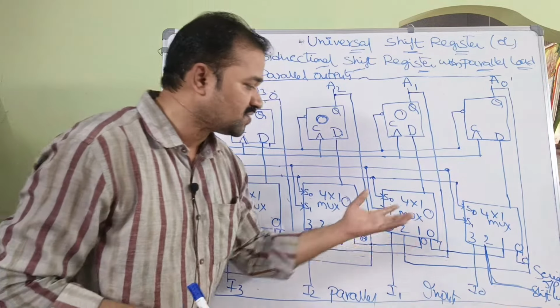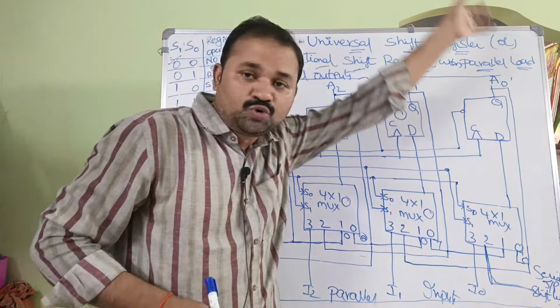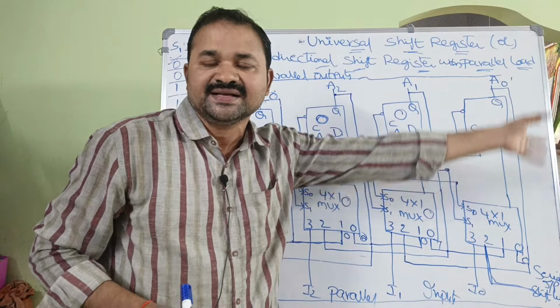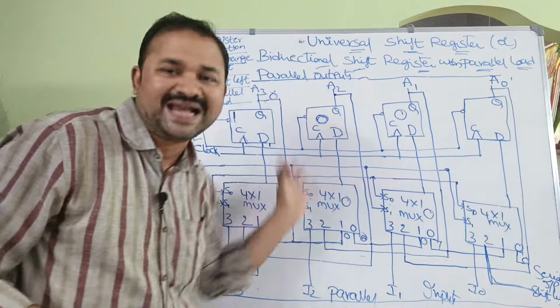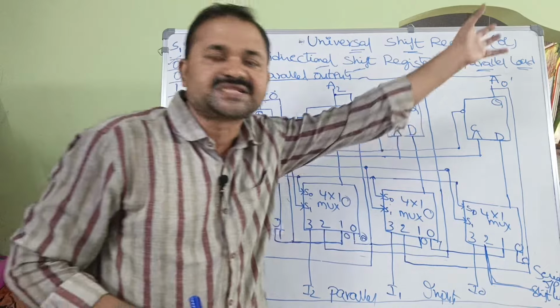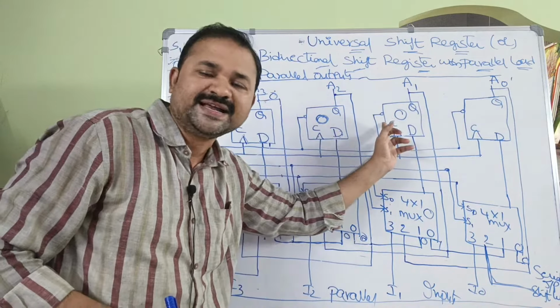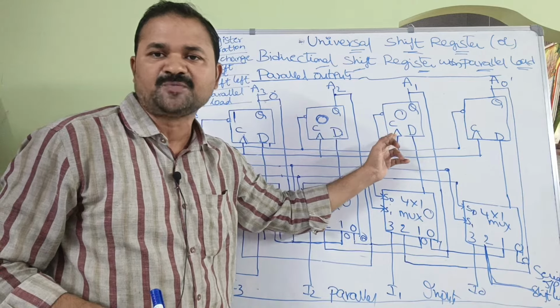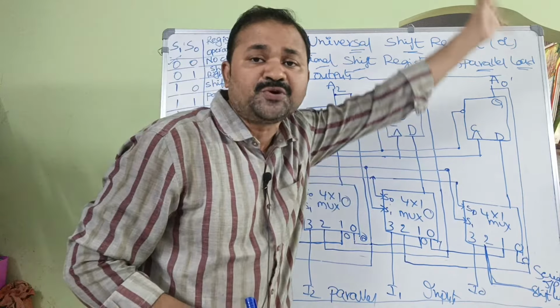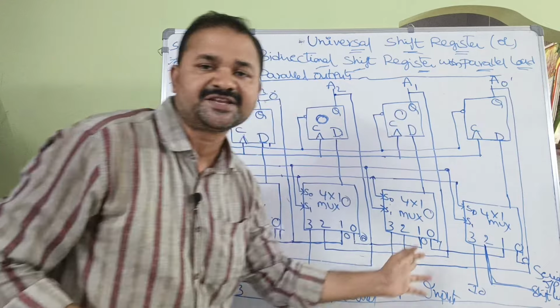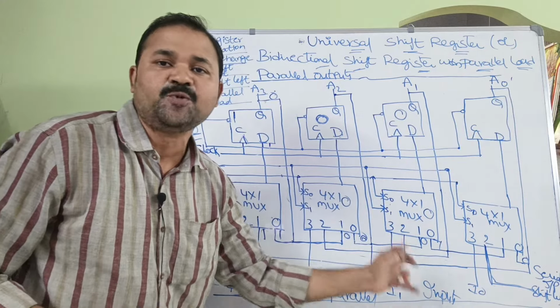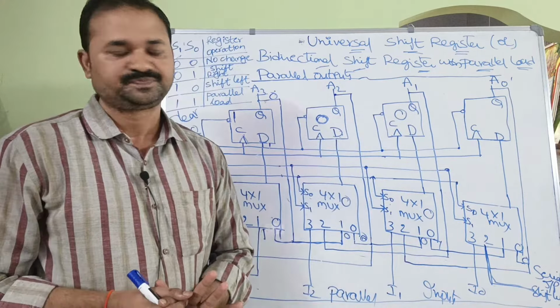Okay. Next, what do we have to do? We have to shift each bit one position to the left. That means the output of one flip-flop will be connected as input to its previous flip-flop, but that is not possible directly. So the output of this flip-flop will be connected to the second input line of the multiplexer.